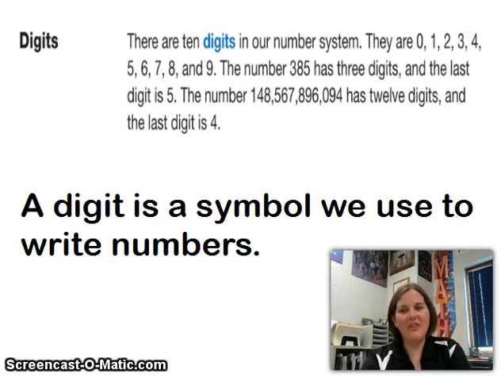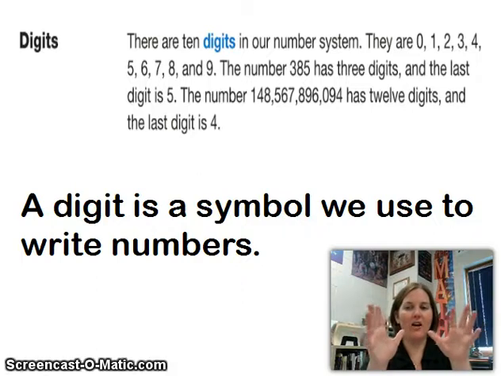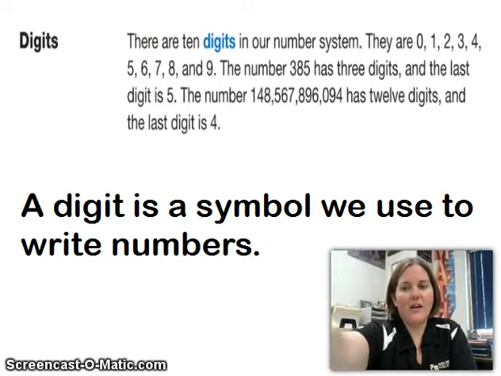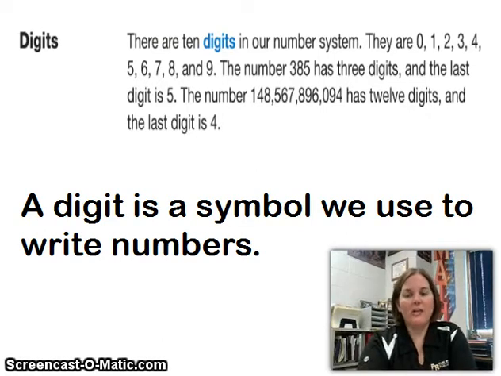Okay, so moving on to our second learning target, we are supposed to be learning about digits. Sometimes people say their digits are like their fingers or their toes. However, in this case, when we are talking about digits, we are actually talking about a symbol that we use to write numbers. The digits that we use in our number system are 0, 1, 2, 3, 4, 5, 6, 7, 8, and 9. We use those digits to write any numbers.